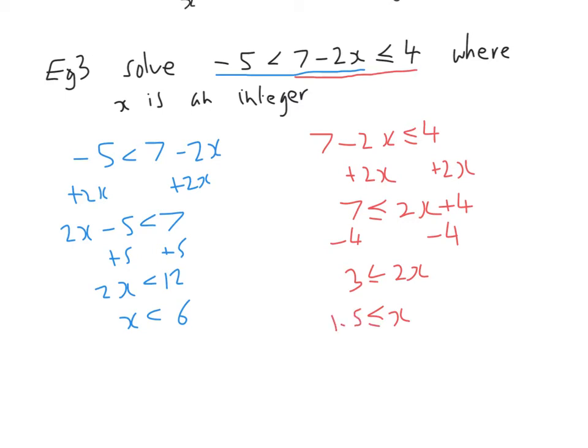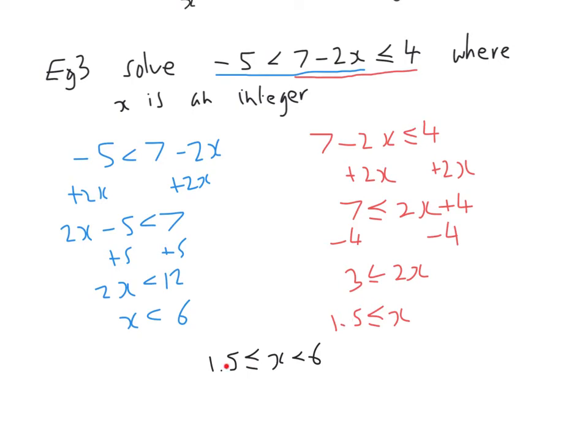So once you've got your two solutions, you try to combine them. X has to be less than 6, but it also has to be greater than or equal to 1.5. So you're trying to write those two together with the x in the middle. So I put the x, and this goes to the right hand side, and then this would go to the left hand side of your x.